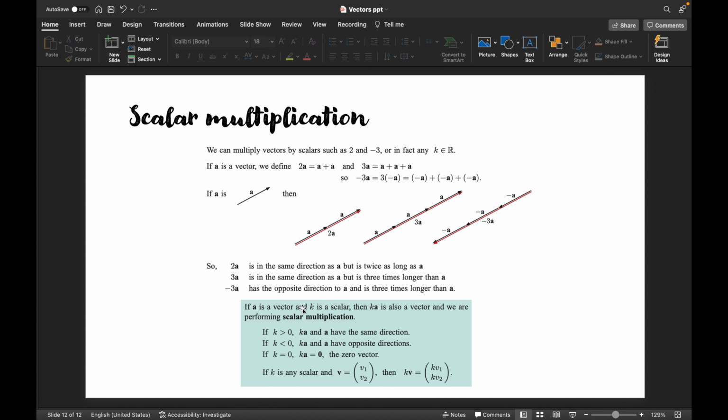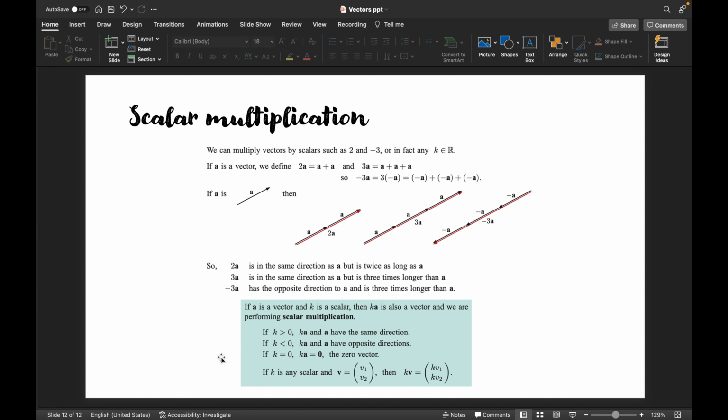And that's all you need to know. So 2A is the same direction as A, but twice as long as A. 3A is the same direction as A, but 3 times longer than A. Minus 3A has the opposite direction to A and is 3 times longer than A. So 3A and minus 3A are negative vectors.